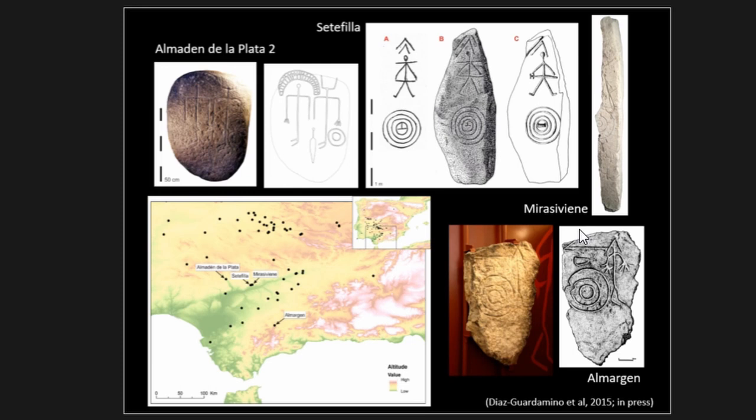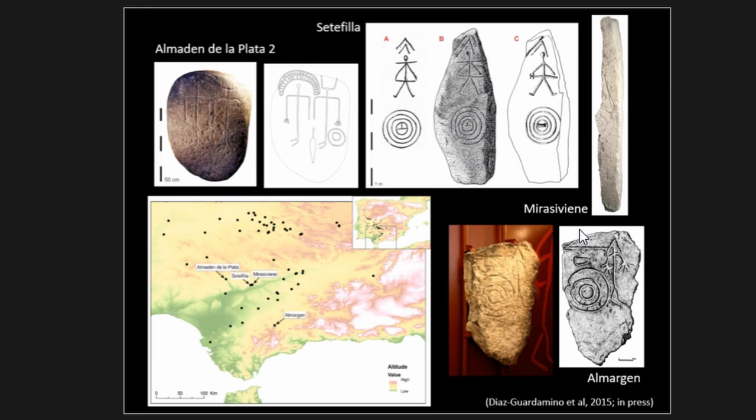In order to address these questions, a series of warrior stelae from southern Iberia have been reanalyzed by means of digital imaging technologies. So we applied 3D modeling, laser scanning and photogrammetry, and RTI. These are the stelae of Almadén de la Plata, made of local tuff, published by García San Juan and colleagues in 2006. The stelae of Setefilla, probably of limestone, studied by various scholars in the 20s, that one there.